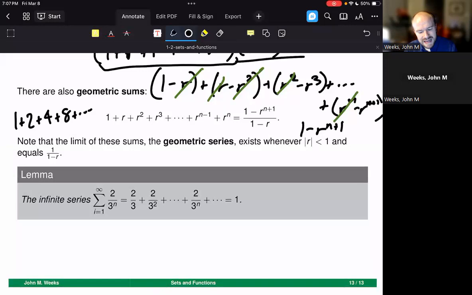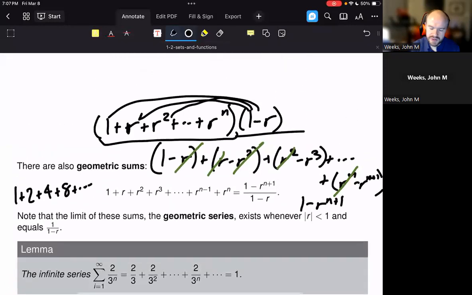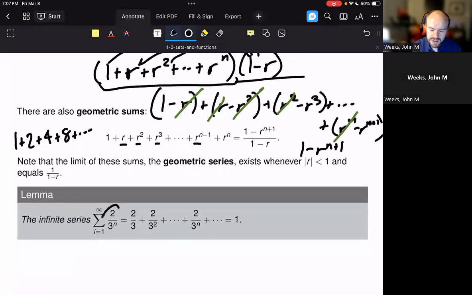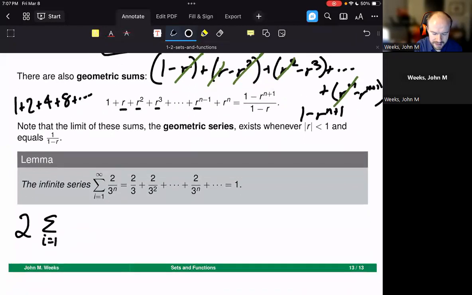So I see that this is almost a geometric series. Notice that geometrics are r squared, r cubed. But notice the only thing that's being raised to a power of n here is the 3, not the 2. So I actually have to factor that 2 out. And what I'm left with is going to be 2 times the sum as i goes from 1 to infinity of (1/3)^n.